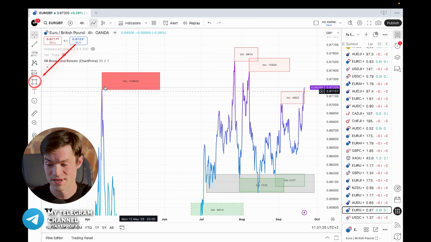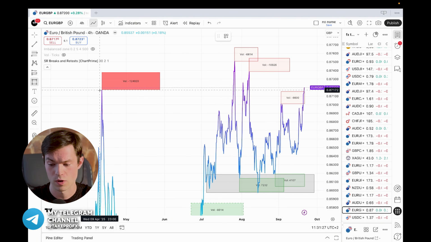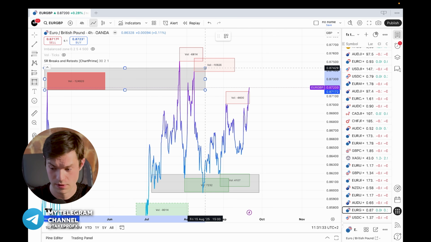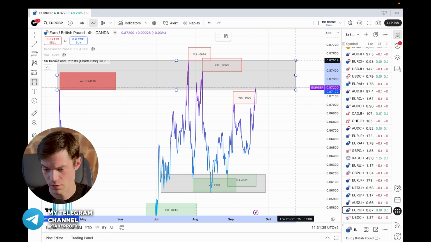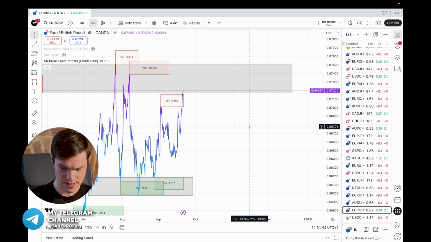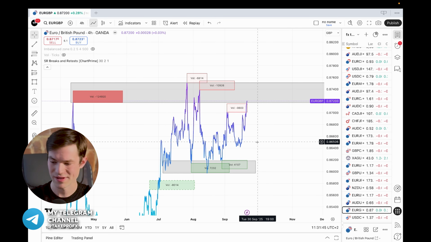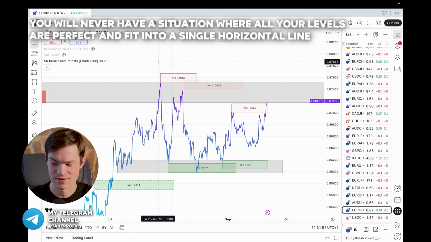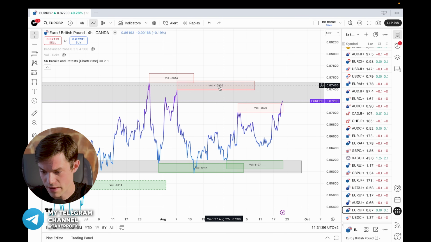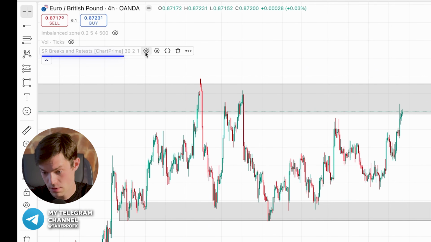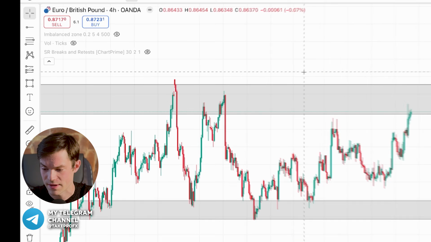We do the same with the resistance level. I notice the volume here, which means that this is the minimum value for this level. And this is the maximum value for this level, which means we have a whole wide area. Don't be afraid, because this is absolutely normal. You will never have a situation where all your levels are perfect and fit into a single horizontal line, as many people do. Now, after we have found these levels, we can switch back to the candlestick chart type and hide our indicator so that nothing else distracts us.